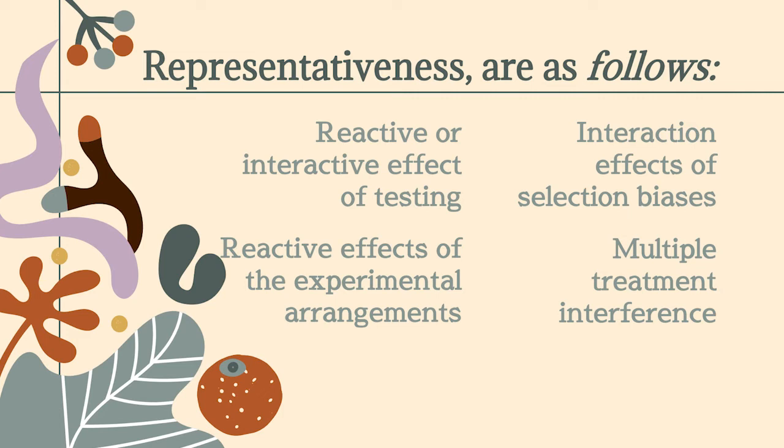2. The interaction effects of selection biases and the experimental variable. This threat is similar to the sixth listed threat to internal validity. It simply means that one must be careful not to select experimental subjects who are likely to be more receptive to the experimental variable than is the general population. 3. The reactive effects of the experimental arrangements can prevent the researcher from being able to generalize about the effect of the experimental variable on persons exposed to it in non-experimental settings.